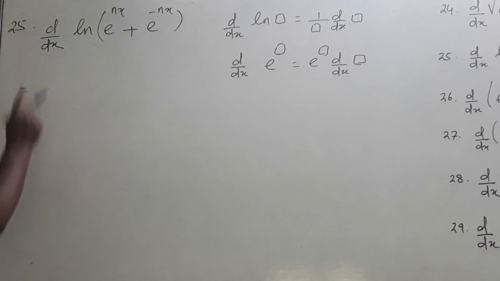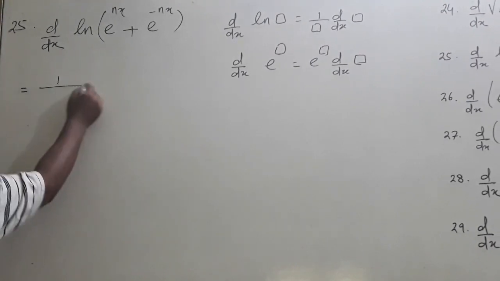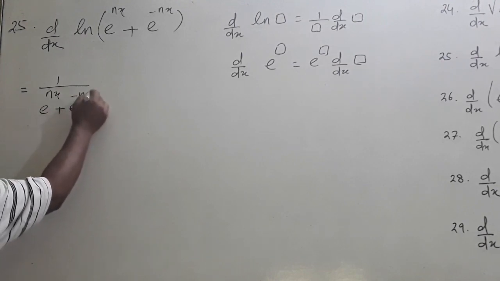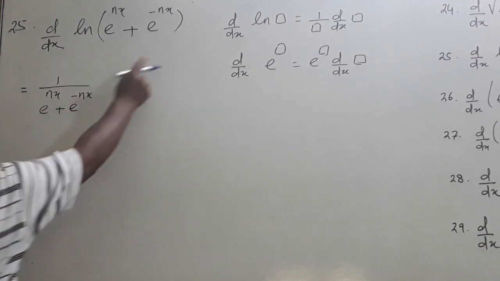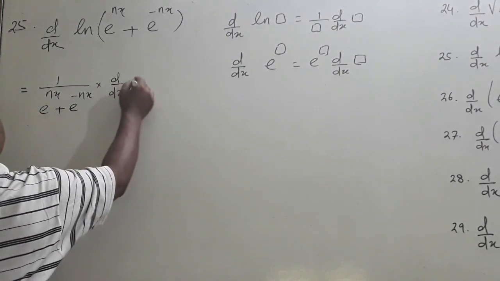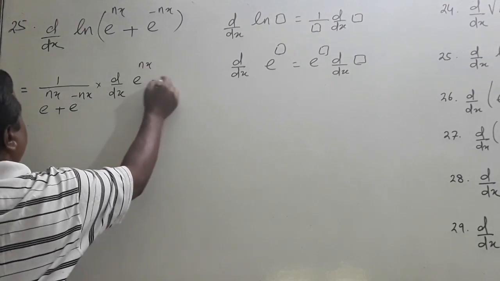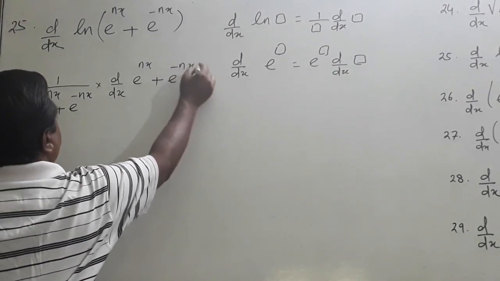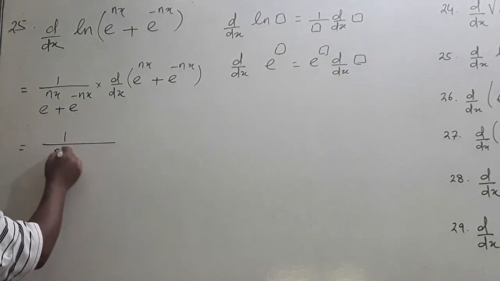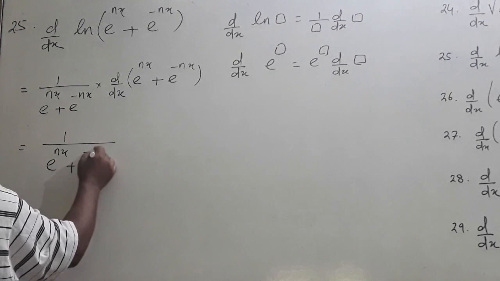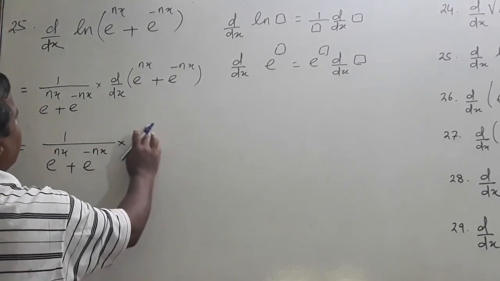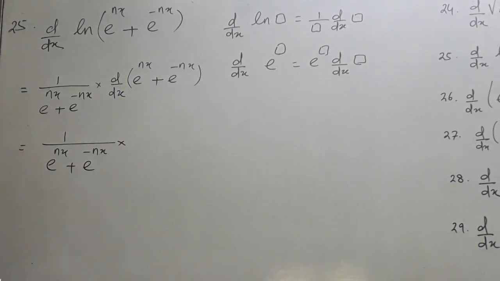E to the power ln, e to the power this much. It is 1 by e to the power nx plus e to the power minus nx, which is written in that formula number 1, this formula, into d by dx of e to the power nx plus e to the power minus nx. So the answer is what? 1 by e to the power nx plus e to the power minus nx into e to the power nx d by dx of e to the power nx plus d by dx of e to the power minus nx.